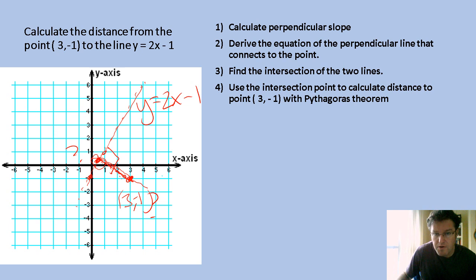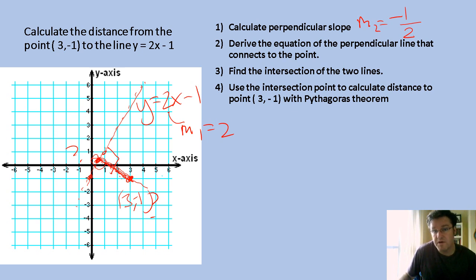Okay, so step 1, calculate the perpendicular slope. Well, we know from here that m1 is 2, that's the slope of this line, so if we take the negative reciprocal of that, we will have the slope of this perpendicular line. So m2 in this case is minus 1 over our slope, so minus a half.